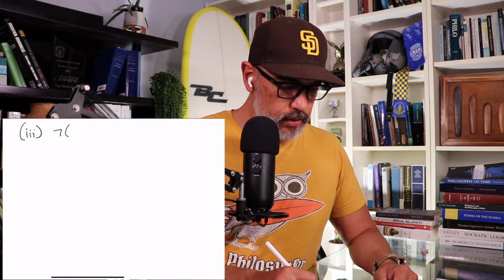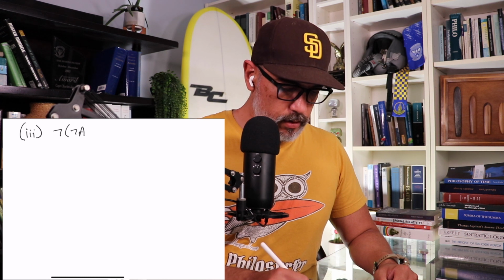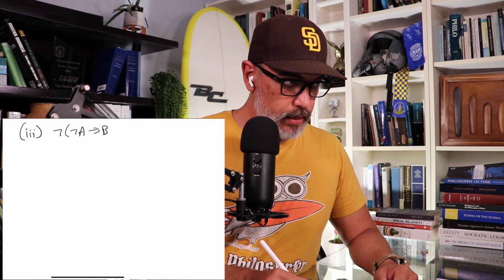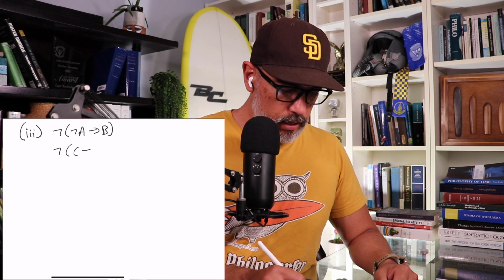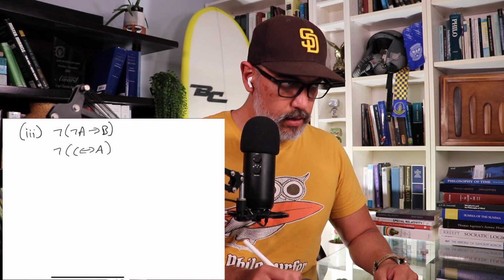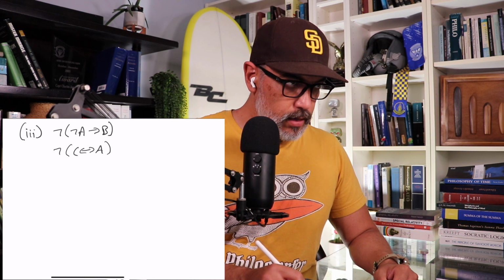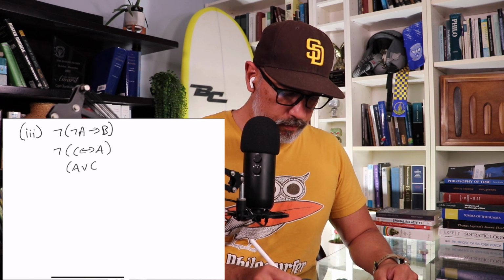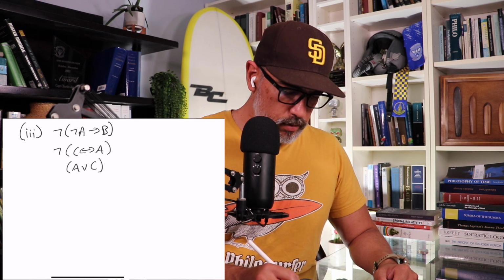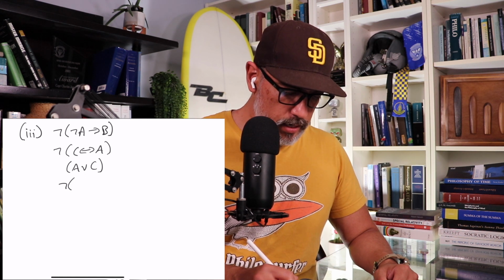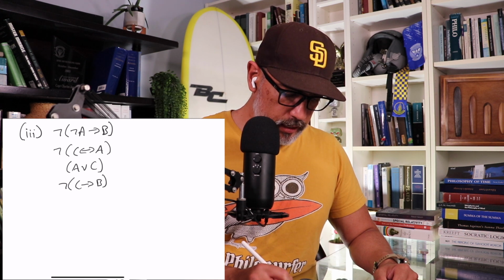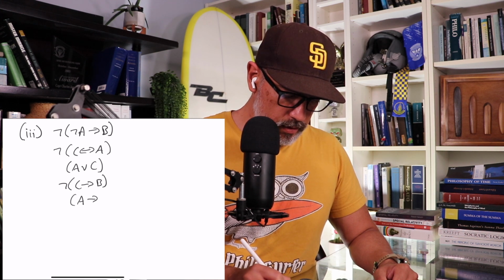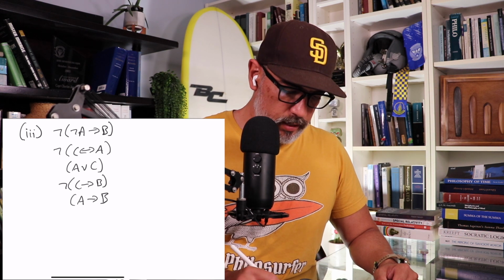Number 3, not if not A, then B, not C if and only if A or C. What? How many of these are there? Not if C, then B, and if A, then B. Great googly moogly. That's a lot.